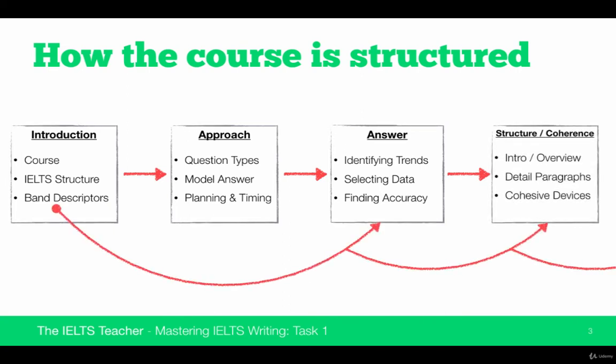Another of the key band descriptor categories is coherence and cohesion, which we look at in section 4. How to write an introduction, how to write an overview cohesively, how to write the detail paragraphs, how to use cohesive devices, referencing, staging language. Okay, so that's what we'll look at in section 4.